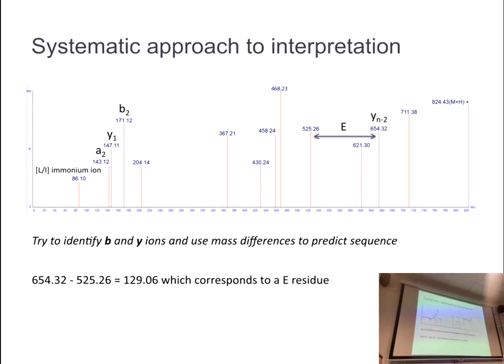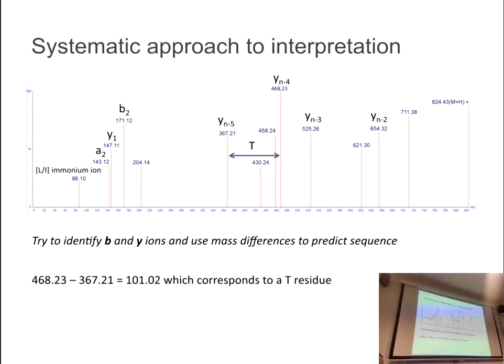And then we just basically try to find differences. So 654 minus 525 is 129, which corresponds to E, which is great. Then you start walking. What's the difference between here and here? It does correspond to a difference, actually, which is glycine. It's the smallest amino acid.